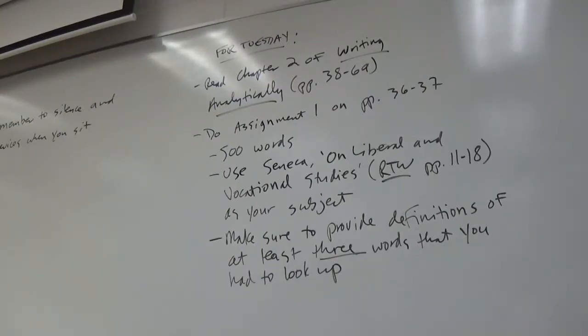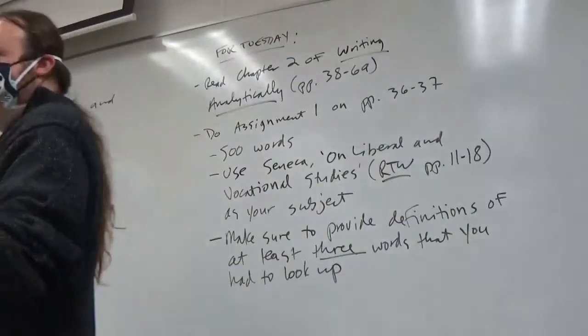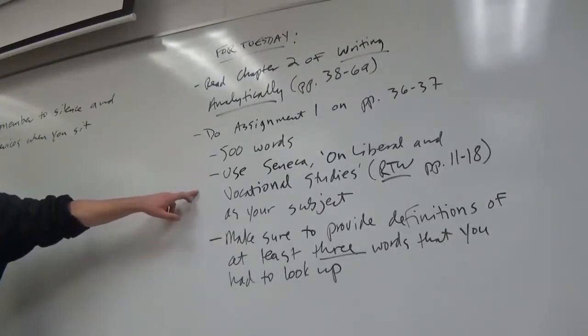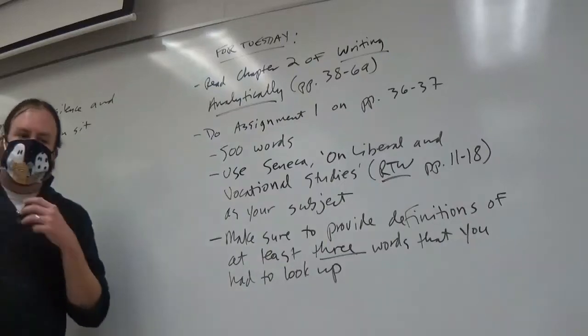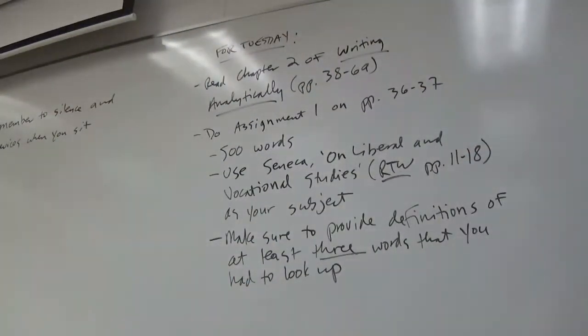It's going to be 500 words long. And I want you to use as your subject a single paragraph or small chunk of text from the Seneca essay in Reading the World, on liberal and vocational studies. So you're going to be doing what the textbook calls the method on a small sample from this Seneca essay.